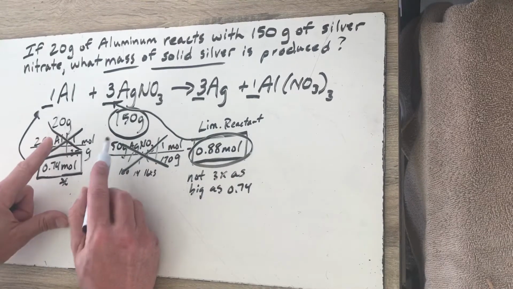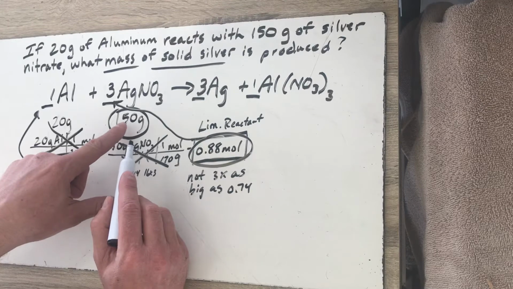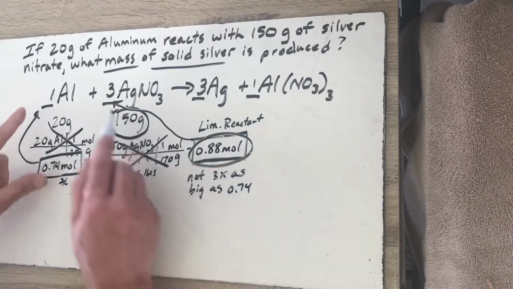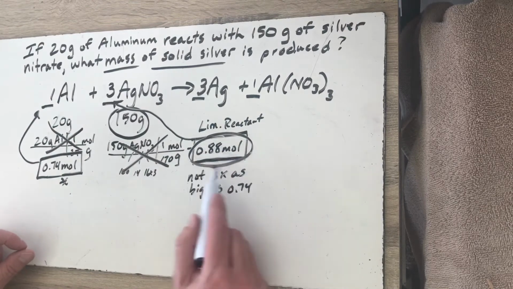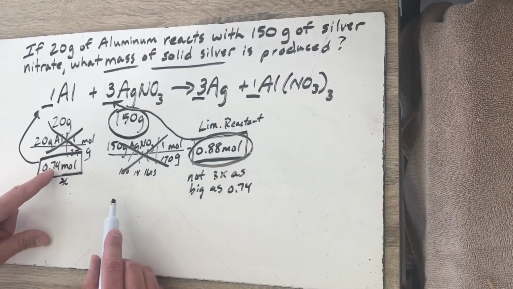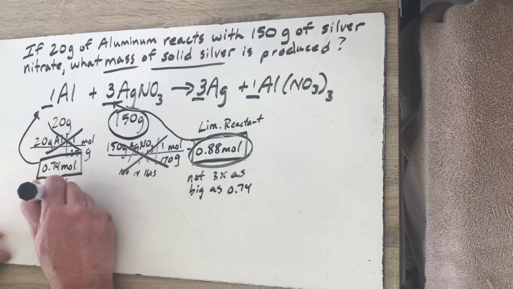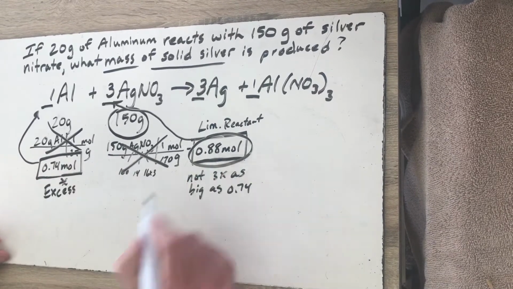So see how it's kind of deceptive? You initially look at this amount and go, well, there's a lot of silver nitrate. But when you convert it to moles and you interpret the ratio that you need, this isn't near enough. This is not enough moles to use up all of that aluminum. So this one we would call our excess reactant, and this one is our limiting reactant.